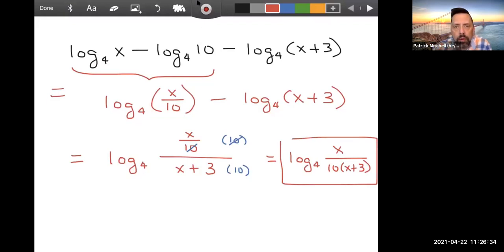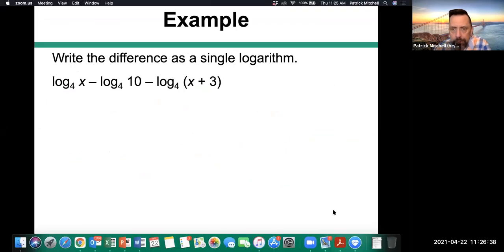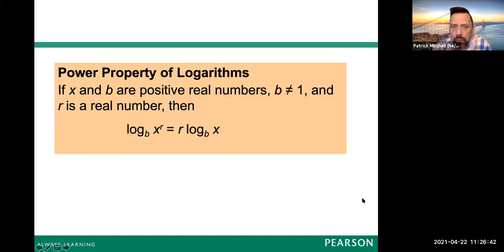Okay, so now I think we're ready to talk about my favorite property of logarithms, which is the power property of logarithms. If x and b are positive real numbers with b not equal to 1, and r is a real number, then log base b of x to the r is equal to r times log base b of x.